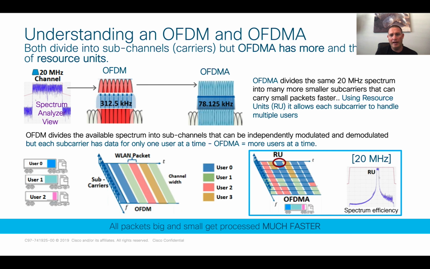Because if we look over at OFDMA, we can take those same users as we're depicting here, and we can fill that truck all the way up. We can fill them up with resource units, fill those carriers up. So what that equals is all packets, big and small, get processed much, much faster, with lower latency, and more efficient use of the wireless LAN.